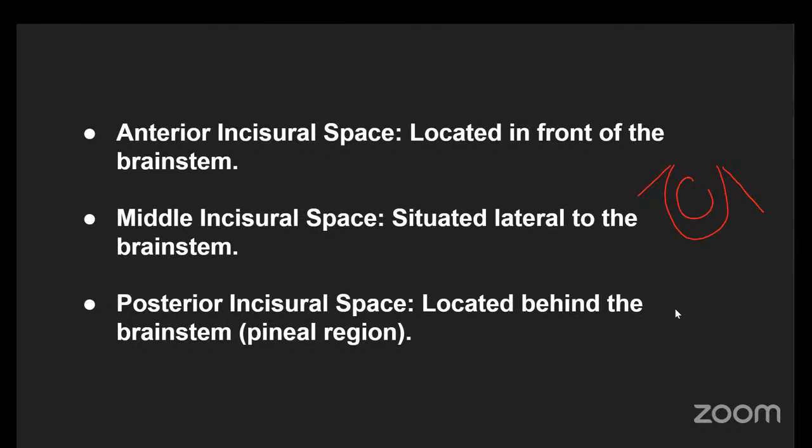This here is the brain stem, very roughly. So this region is the anterior incisural space. Then this region is the middle incisural space. And this here is the posterior incisural space, okay? We have the anterior space, the middle space, and the posterior incisural space. In between is the brain stem, more specifically the midbrain. Let me change the slide.